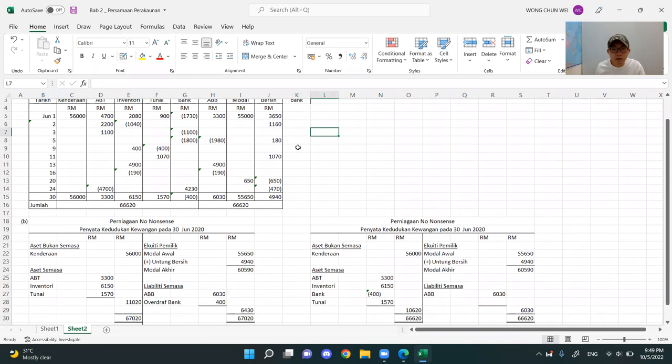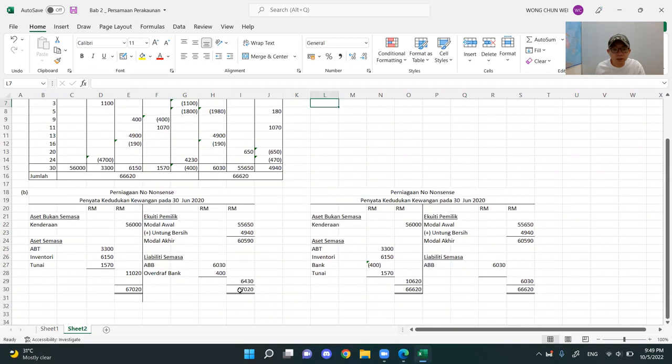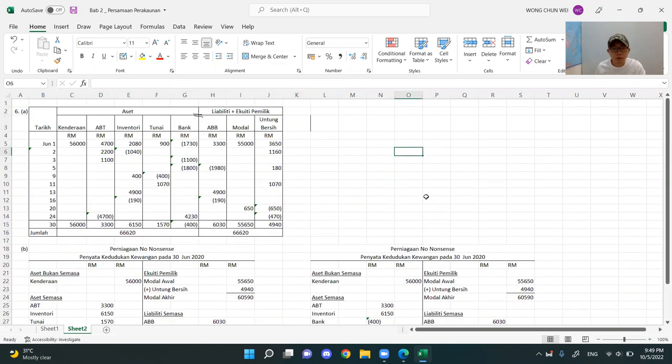Then the figure will be the same here. This one and this one will be the same. So here will become 67620 and here will become 67020 as well. All right, but now we don't need to.